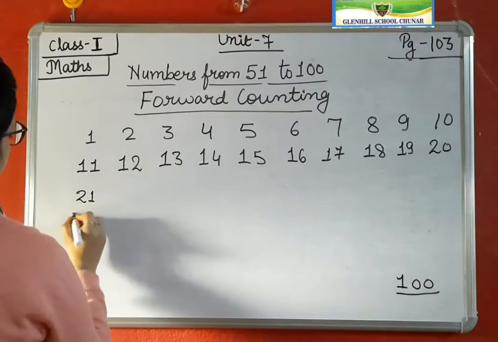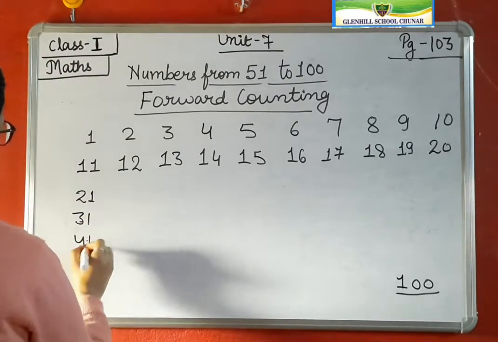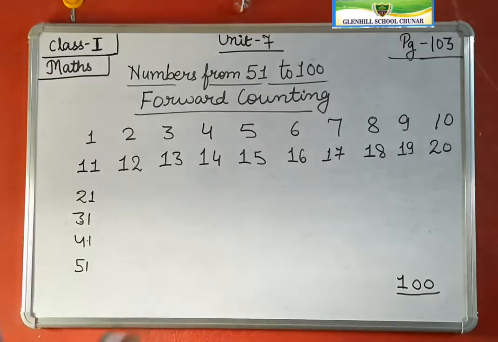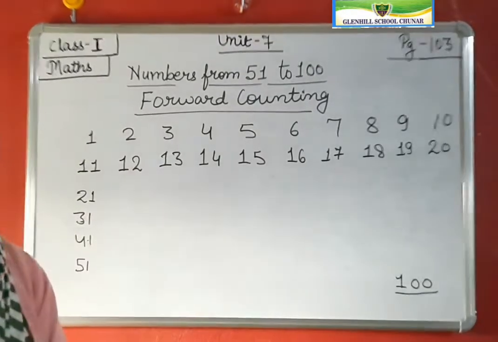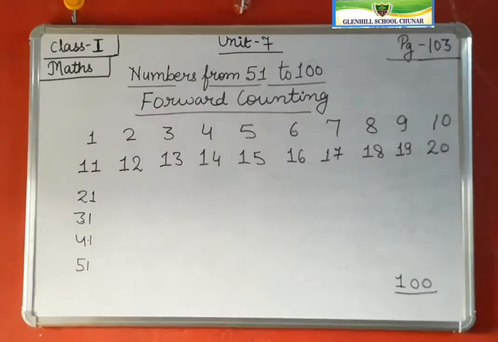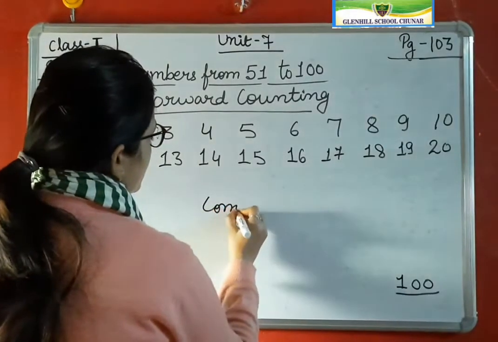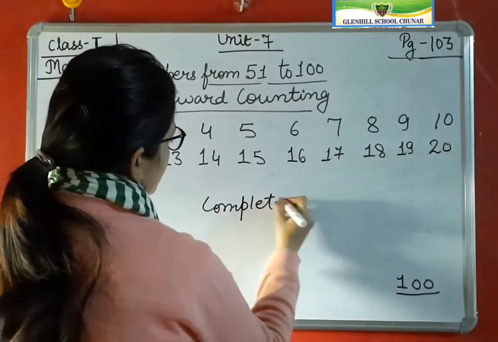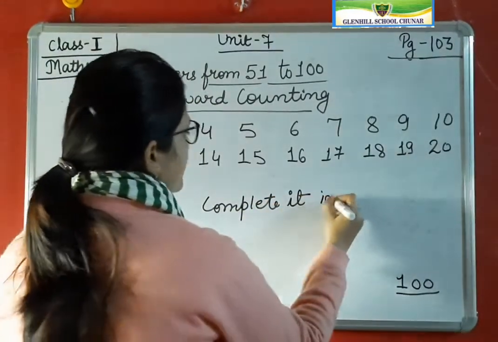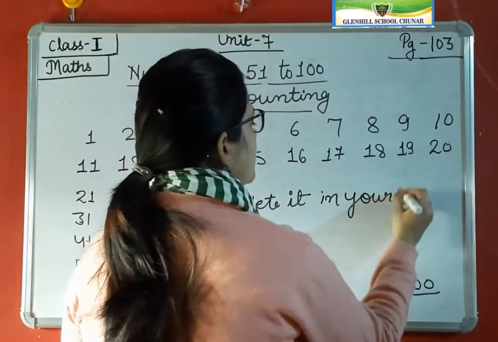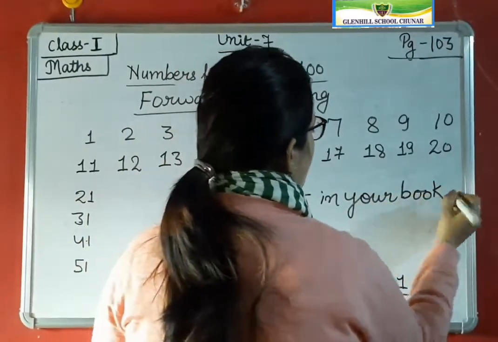21, 31, 41, 51. Okay. This is your forward counting. And this you have to complete in your book.